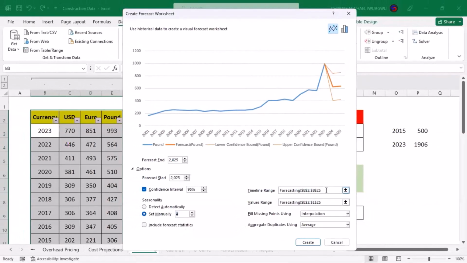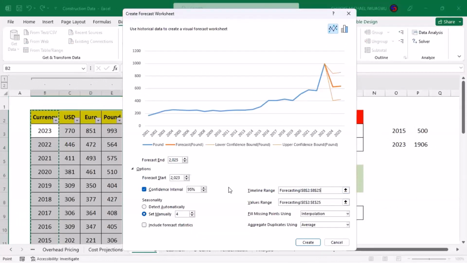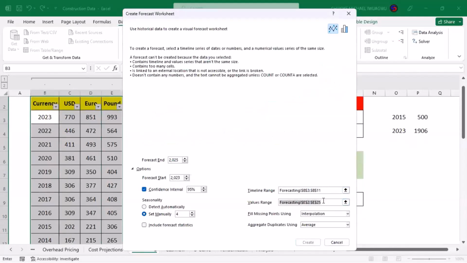So I can come here and click this place and the data will be picking timeline range. The timeline range is the time that I have here. And I will remove the whole of this, delete them, and use this one to pick from 2023 up to 2015. I will also come here to do the same thing on my value range. I will delete the value range that I have here currently, and pick also from 2023 up to 2015.